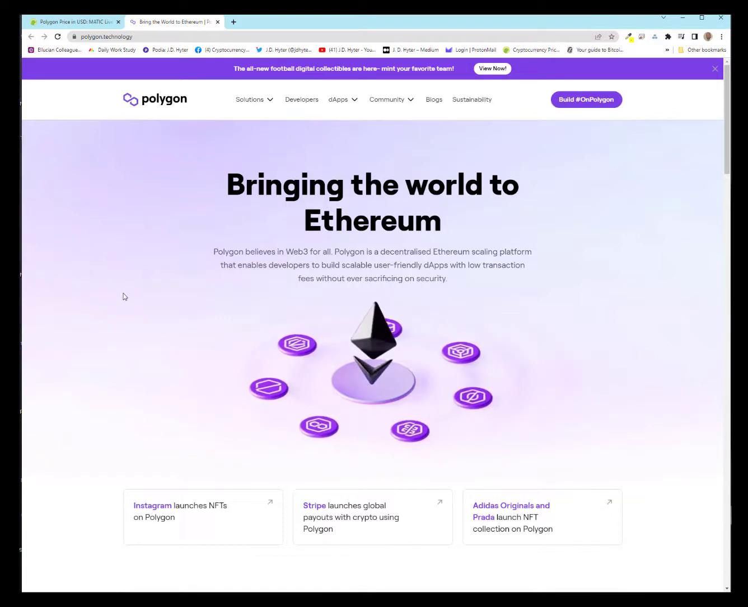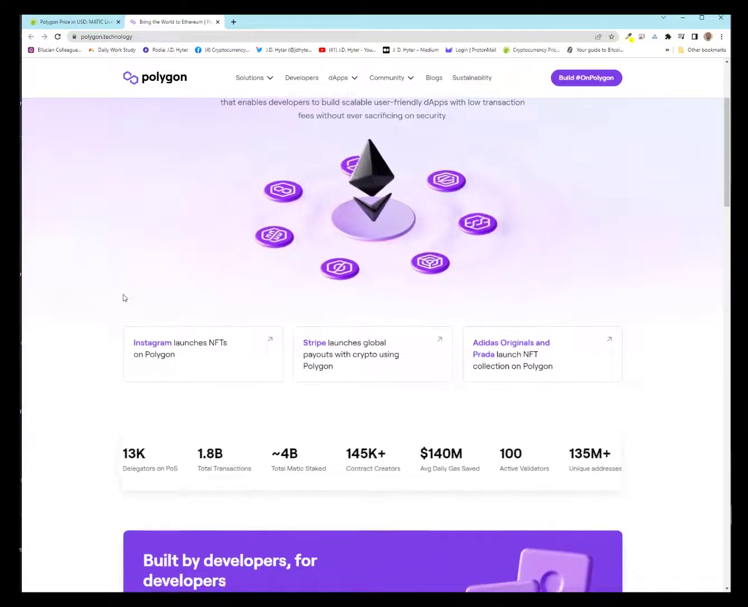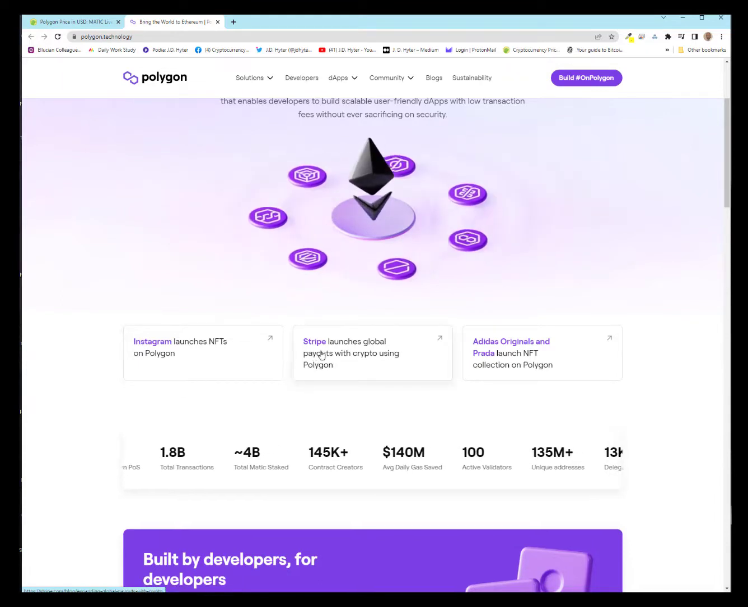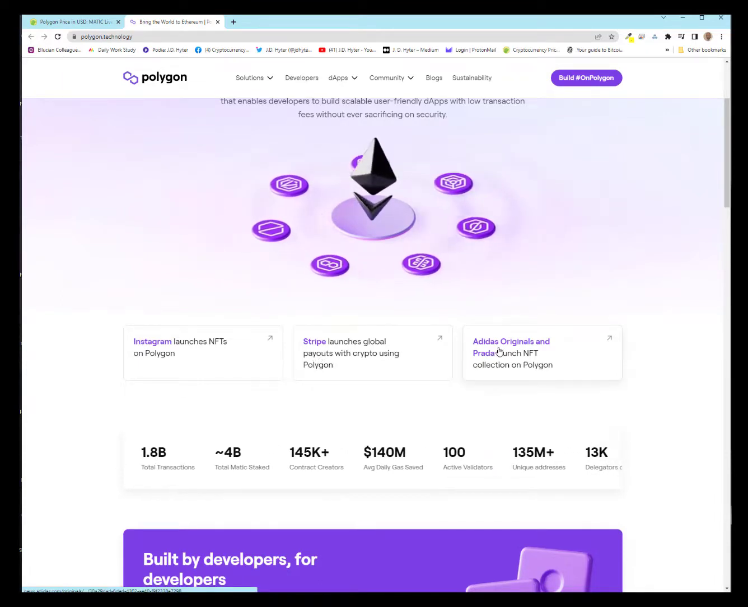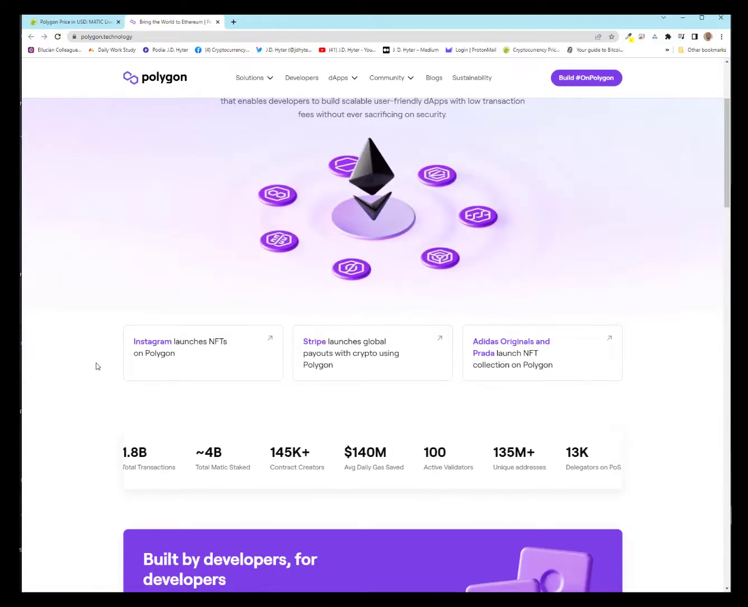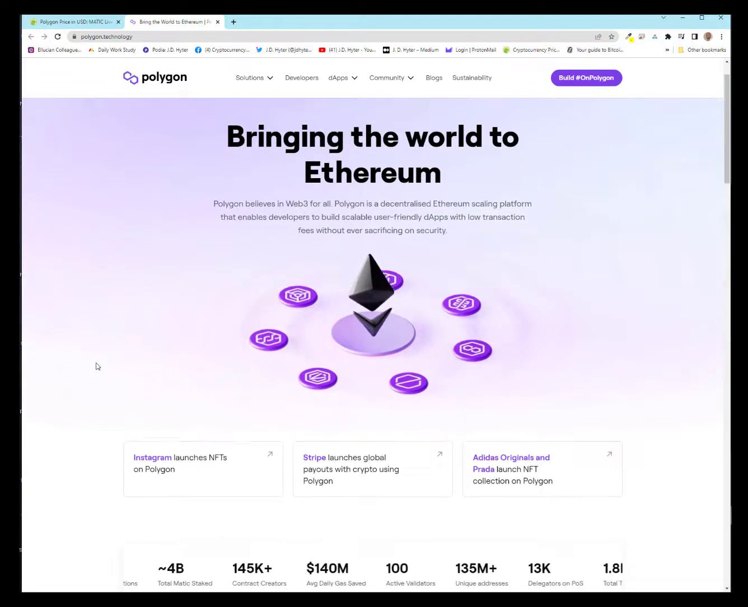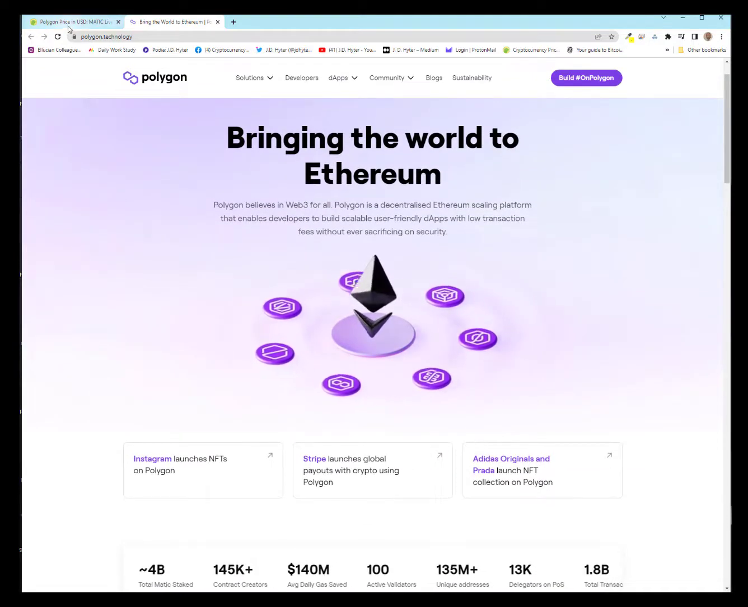But since we're on the website, we want to look at partnerships. Right out the gate, they show you they're partnered with Instagram. They're partnered with Stripe. Payments come through Stripe. They're partnered with Adidas. All right, they have partnerships, right? We can see that right out the gate. That's a good check mark. Then you want to read the white paper.